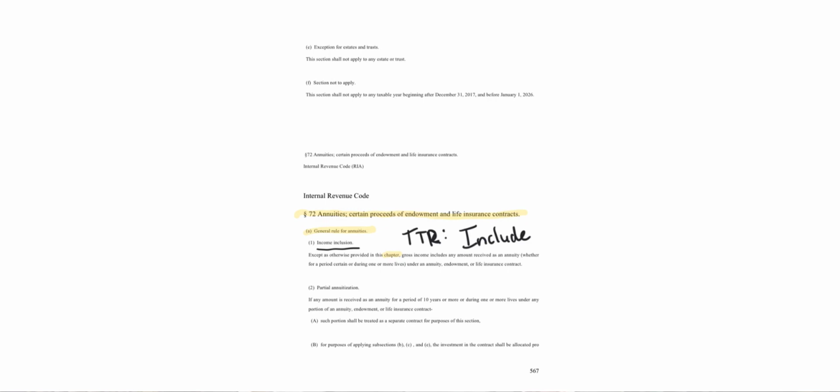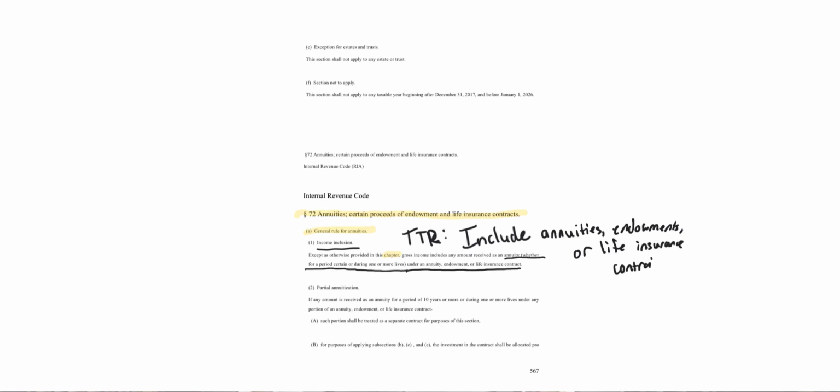Now, we continue reading. Gross income includes any amount received as an annuity, whether for a period certain or during one or more lives, under an annuity, endowment, or life insurance contract. So the rule is include in gross income annuities, endowments, or life insurance contracts.